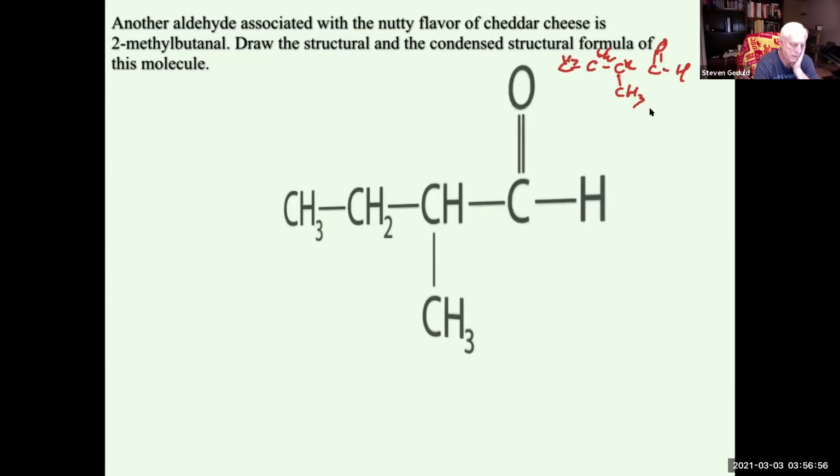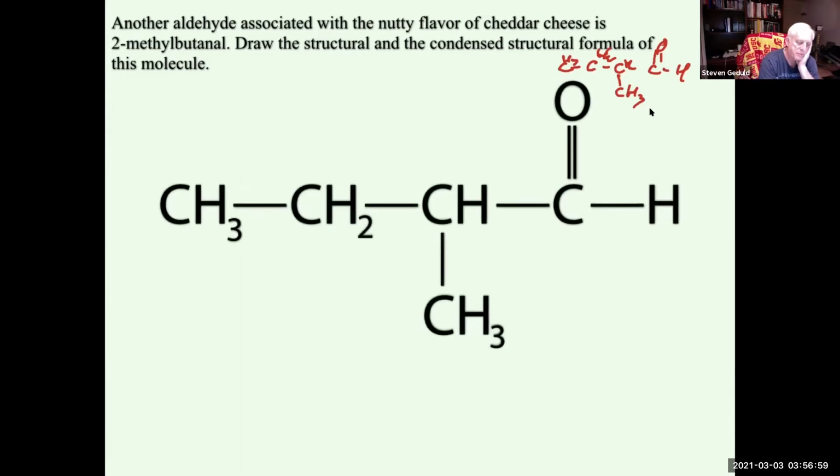That's an aldehyde. And a 2-methyl group, CH3. So this is CH3, CH2, CH, CHO. That's your structural formula. Here's your structural formula. This is number 1, number 2, number 3, and number 4. Number 1 is your carbonyl group. Number 2 is your methyl group. So 2-methylbutanal.